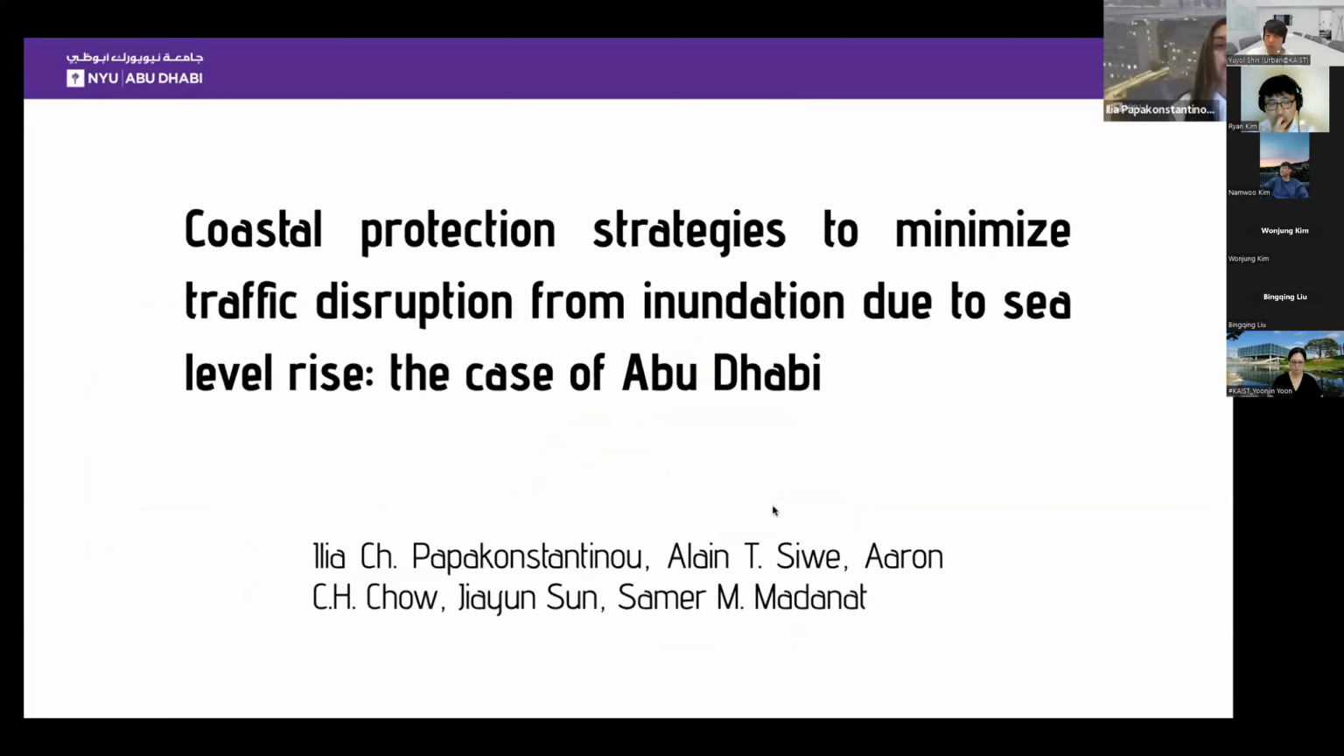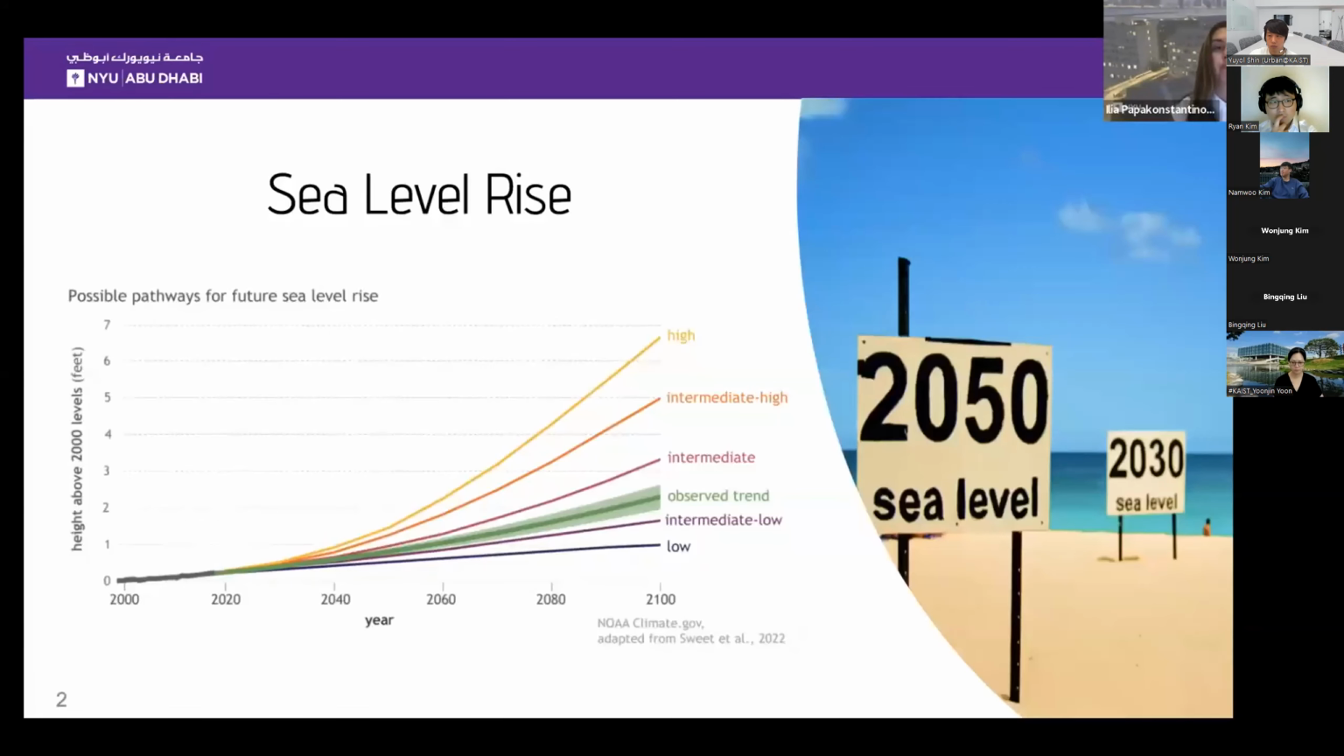Today I'm going to talk about our recent work on coastal protection strategies to minimize traffic disruption from inundation due to sea level rise, specifically for the case of Abu Dhabi. Sea level has been rising with no doubt, and for the past decades, many scientists have been focusing on the prediction of future sea levels. Some are more pessimistic, some more optimistic, but overall there is a very clear increasing trend.